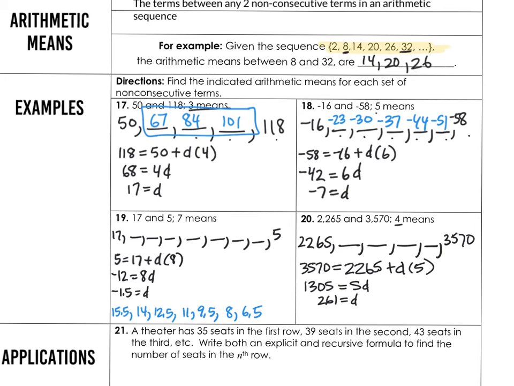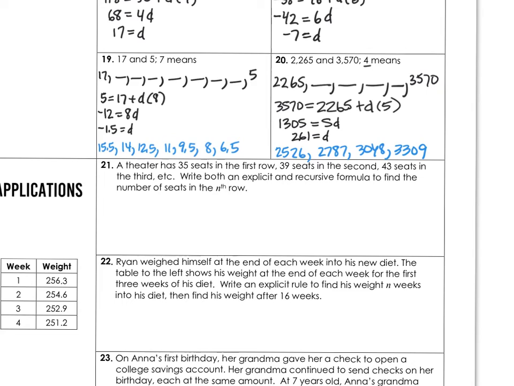Wow, okay, so that would be 2526, 2787, 3048, and 3309. There we go. Awesome. Okay, so now let's look at a couple application problems and see how we may see this on a test.